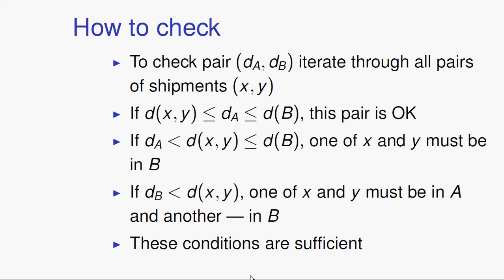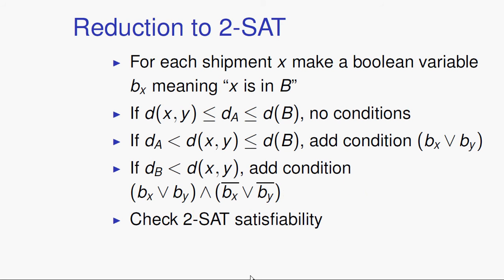And that can be reduced to 2-SAT problems, which is well known, and I think many of the participants of the World Finals can code that up pretty quickly. So for each shipment X, let's make a Boolean variable bx, which means X is in B. If it is true, then X is in the set B, otherwise X is in the set A, because X should be either in A or in B. We must divide all shipments into those two groups.